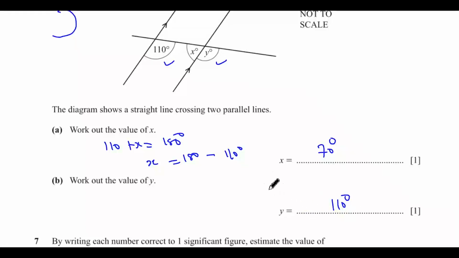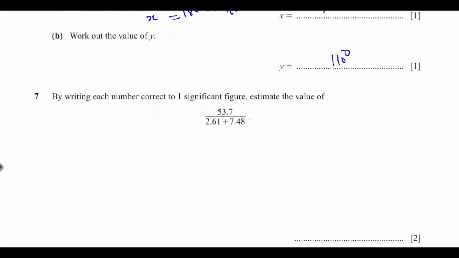So they are corresponding angles. Corresponding angles are seen in the letter F. So starting from here, then trace it down like this. Then look at this. So this is the letter F. So this and these are corresponding angles. So let's go to the next question. That will be question 7.